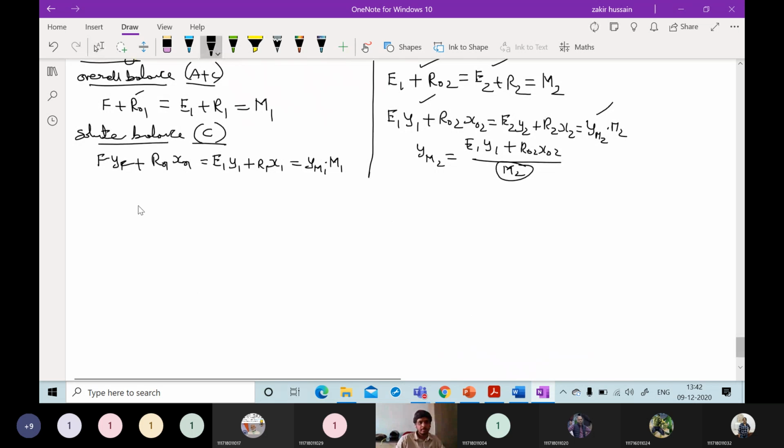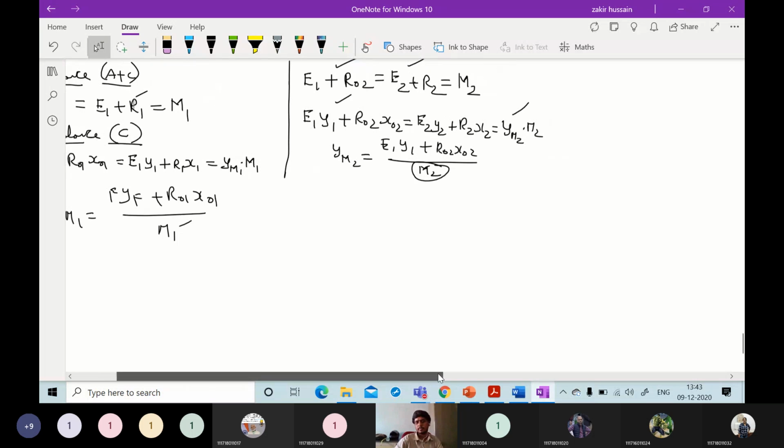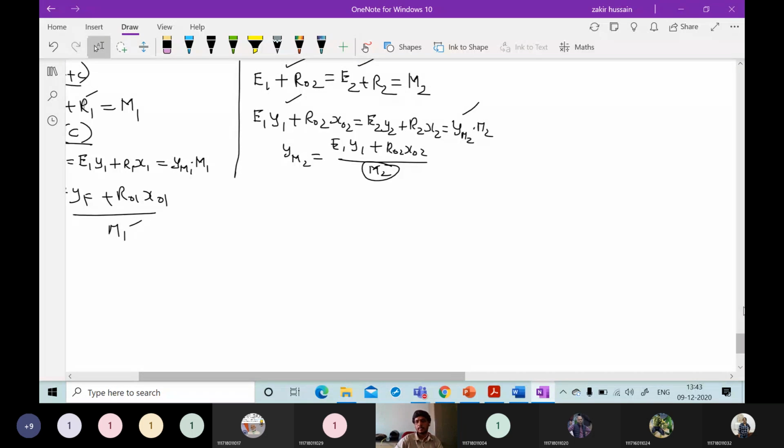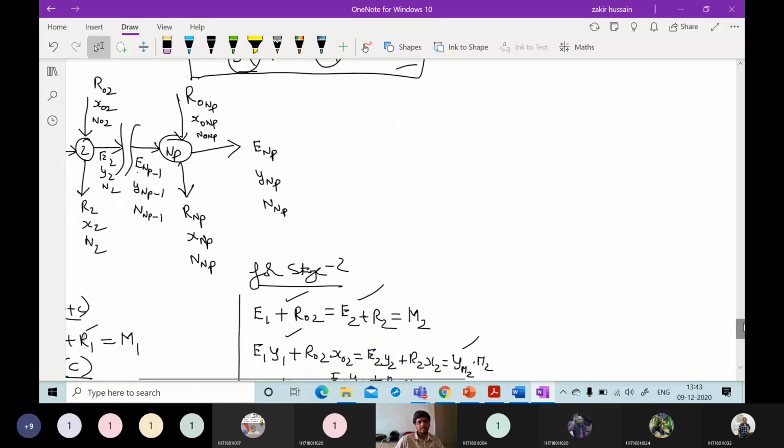So this one once again, I'm writing Ym1 is equal to (E_f into y_f plus R_naught1 into x_naught1) divided by M1. This M1 we can substitute from this one or this one. The same criteria applies for the nth stage. So we will see for the last stage how it is going to affect the formula. If you apply it for the last stage, it is more than enough. So instead of NP, you can substitute 1 or 2 or whatever the stage may be.